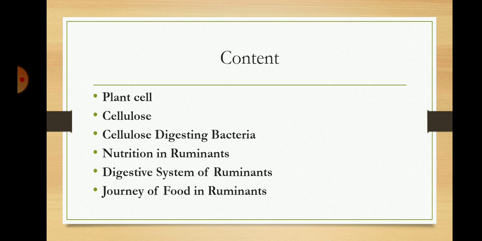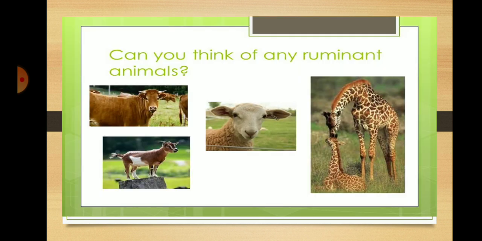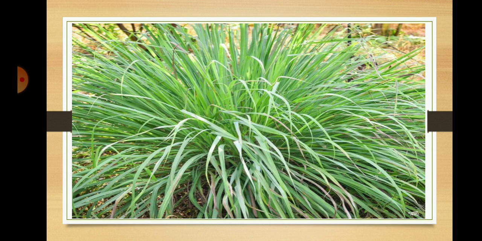But before starting this, what do you think, students? What is common among these organisms, among these animals? Try to give your answer. Here you can see the grass, goat, sheep, giraffe. What is common? If your answer is grass, they all are grass eating animals, then yes, you are right. These animals are all grass eaters, and they are also known as the ruminants.